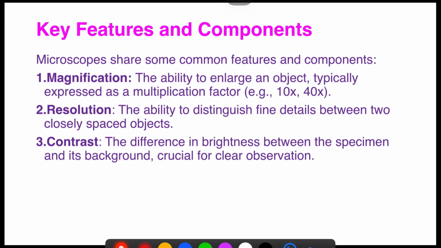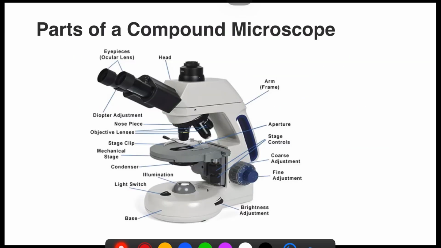Now, all microscopes share some common features and components. One is magnification. This is the ability to enlarge an object, typically expressed as a multiplication factor like 10x or 40x. Resolution means the ability to distinguish fine details between two closely spaced objects. And contrast is the difference in brightness between the specimen and its background, crucial for clear observation.